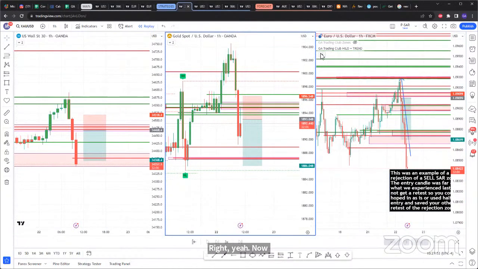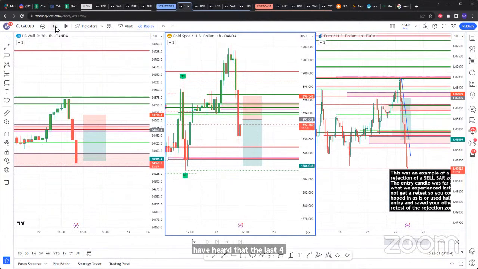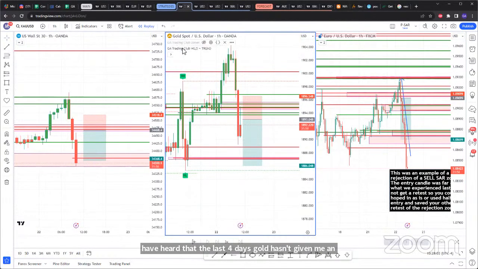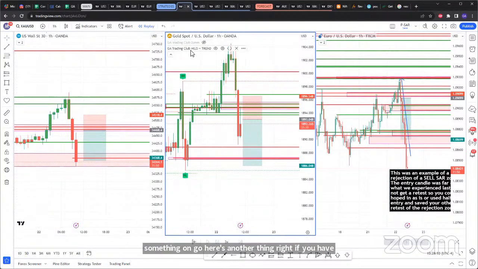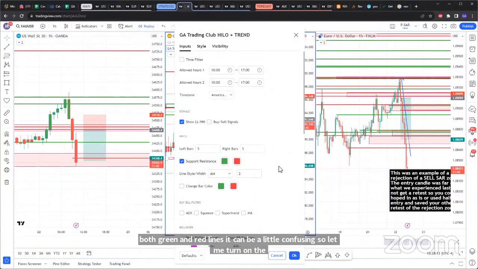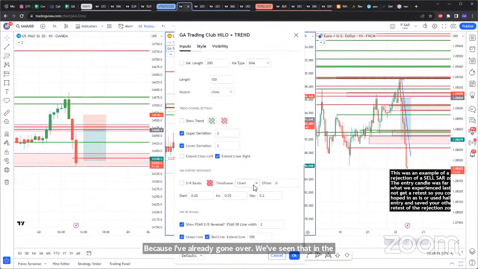For gold, let me focus on gold for now. You guys have heard that for the last 4 days, gold hasn't given me an entry on the 4 hour and the 1 hour. Here's another thing: if you have both green and red lines, it can be a little confusing. So let me turn off the red lines for now, because I've already gone over that. We've seen that in the last 4 days, gold was bearish, but it did not have any entry on the 4 hour and 1 hour.